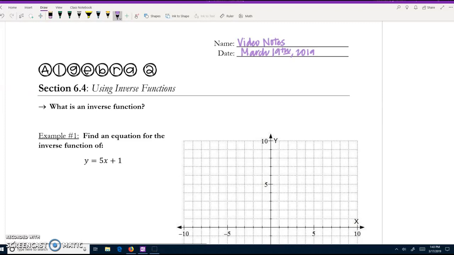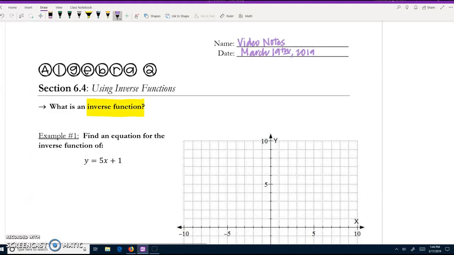So if you want to have your textbook out while you go along with these notes and this video, that might be useful as well, just to see a few additional examples and a few more formal explanations in some parts. So the idea behind an inverse function, we're just going to go ahead and get started right away with a definition.